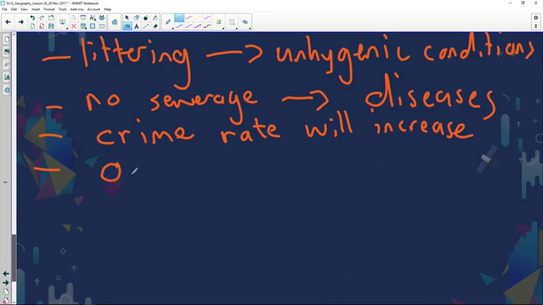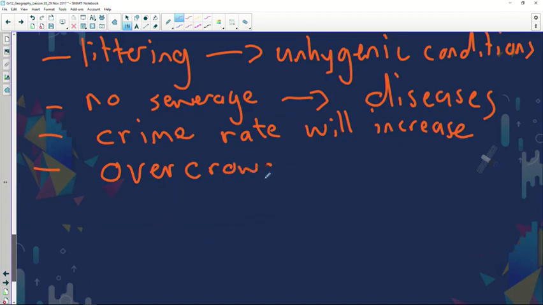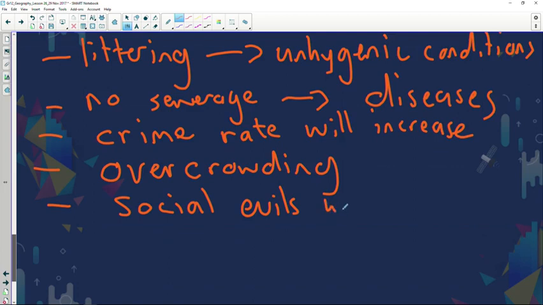There's overcrowding taking place because of the amount of people moving away from the rural areas because of lack of services. It leads to overcrowding, too many people in an area. And lastly, social evils will increase. When I talk about social evils, because people are living in poverty and many of the kids won't go to school, it might lead to prostitution and more crime.